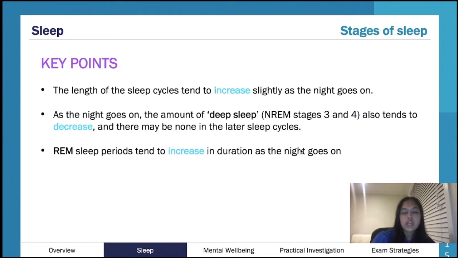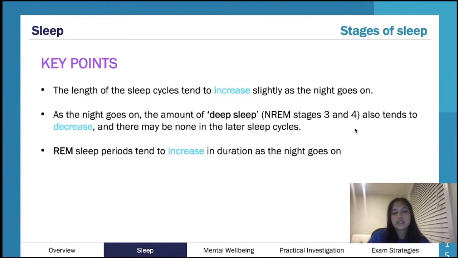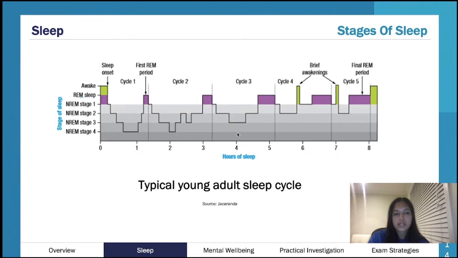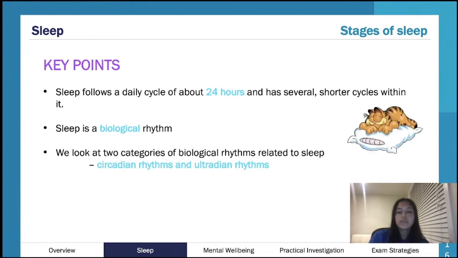Okay, so these are the key points summarized. We talked about how the length of the sleep cycles increases slightly. So you can see that with cycle 1, cycle 2, cycle 3, that idea that they extend a little bit. Important things to remember are the next 2 dot points. Your deep sleep decreases, as we talked about with stage 3 and stage 4. As the night goes on, you get less and less of that. And then your REM sleep periods increase as the night goes on. So hopefully that makes sense and that graph shows it pretty nicely.